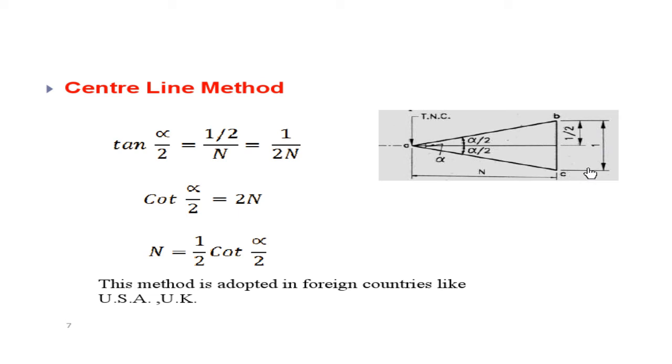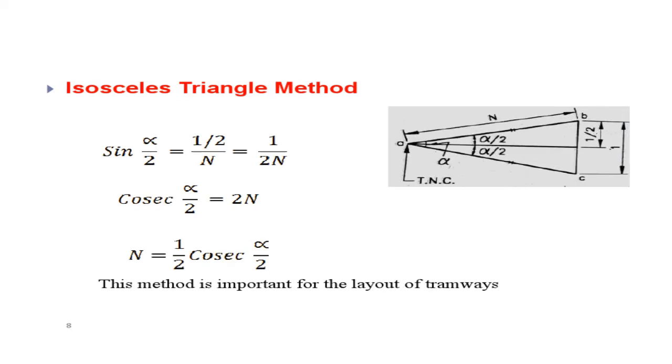From the figure, if you take tan alpha by 2, what we have is 1 by 2 divided by this value, which is given by n. You know here, n is the number of crossing. So 1 by 2 by n can be written as 1 by 2n. Now if you take the reciprocal, you get cot alpha by 2 is equal to 2n. From this, you can write n is equal to 1 by 2 cot alpha by 2. And as I have said earlier, this is adopted in foreign countries like USA, UK, etc.